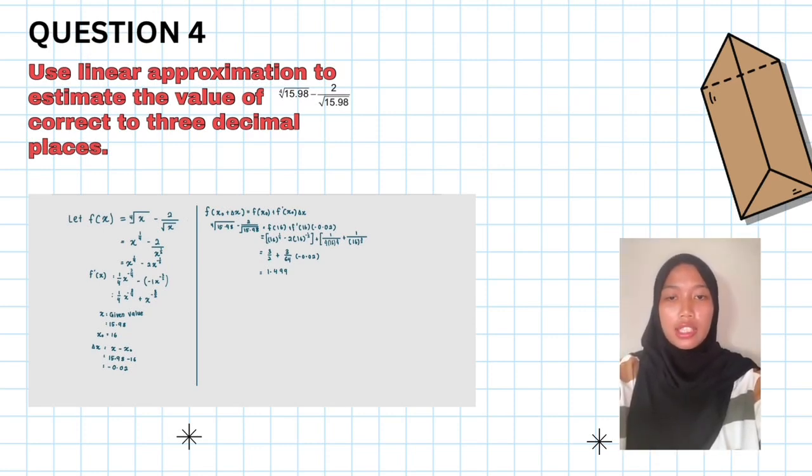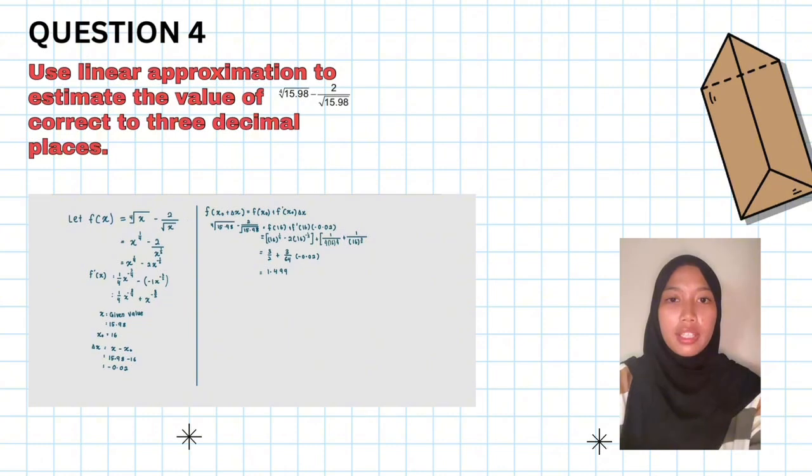Now we list the x, x0 and delta x. We can get the x from the given value, which is 15.98. For x0, we can choose a value that is close to 15.98 and easy to calculate, which is 16. And delta x we can get by x minus x0. So 15.98 minus 16, we get negative 0.02.